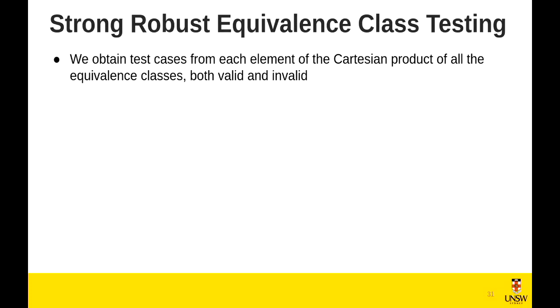And just now we have covered 3 different types of equivalence class testing. And now let's come to the fourth one. Because we have two deciding factors, and if we combine them together, we should have four different types of testing techniques. So the last one is called strong, robust equivalence class testing.